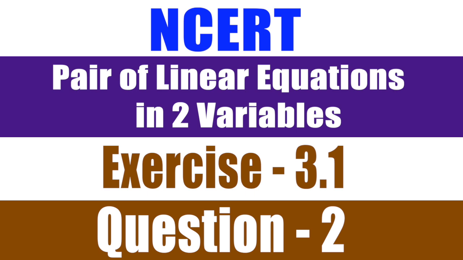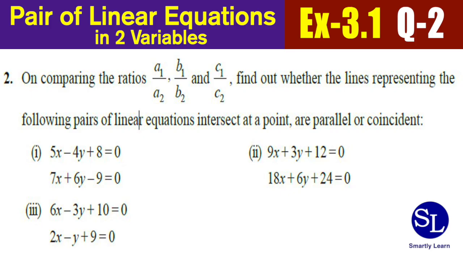In this video, we are going to solve the second question in exercise 3.1. Now let's look at the question. On comparing the ratios of A1 by A2, B1 by B2 and C1 by C2, find out whether the lines representing the following pair of linear equations intersect at a point or are parallel or coincident.